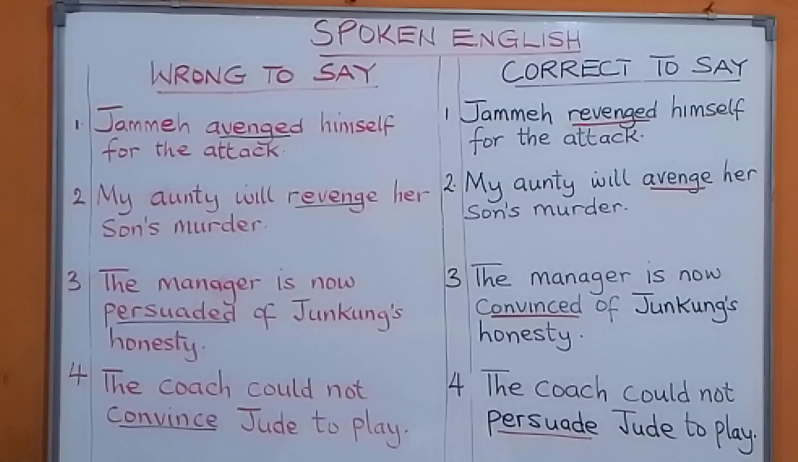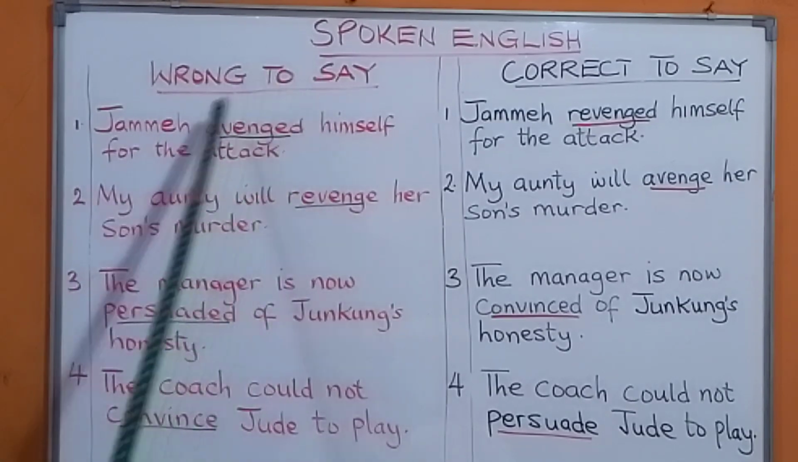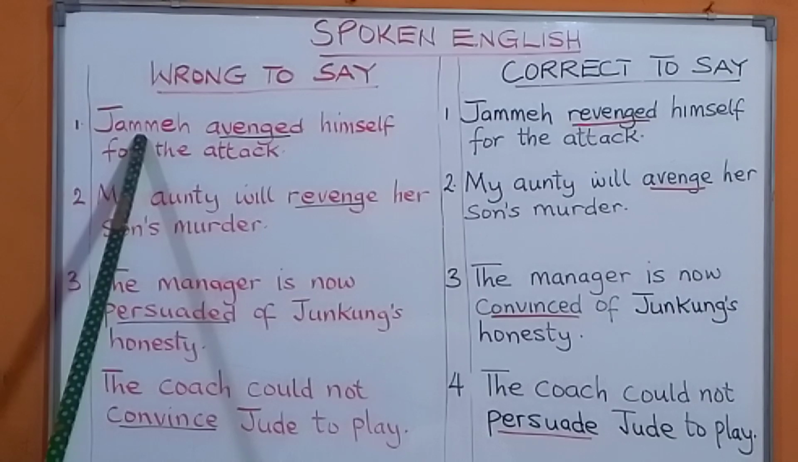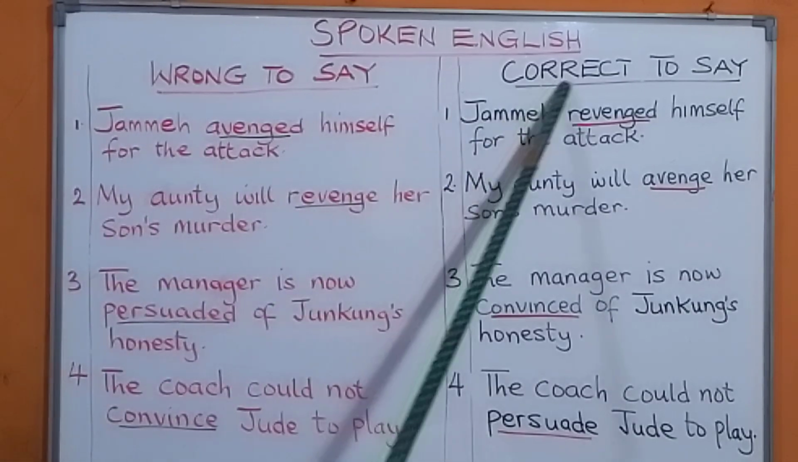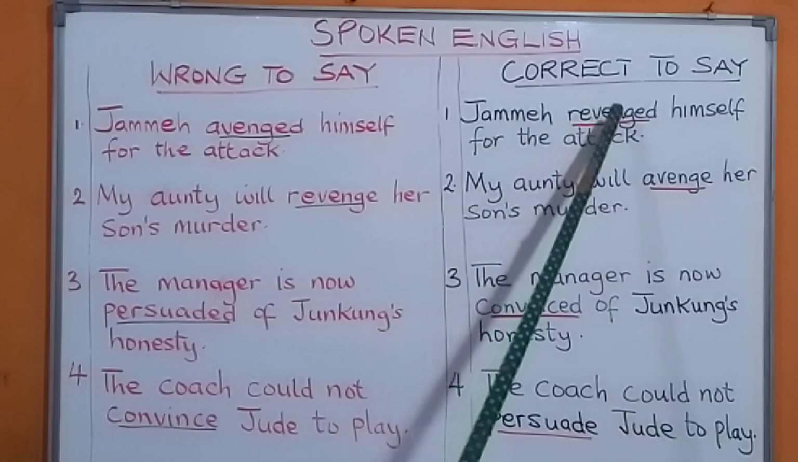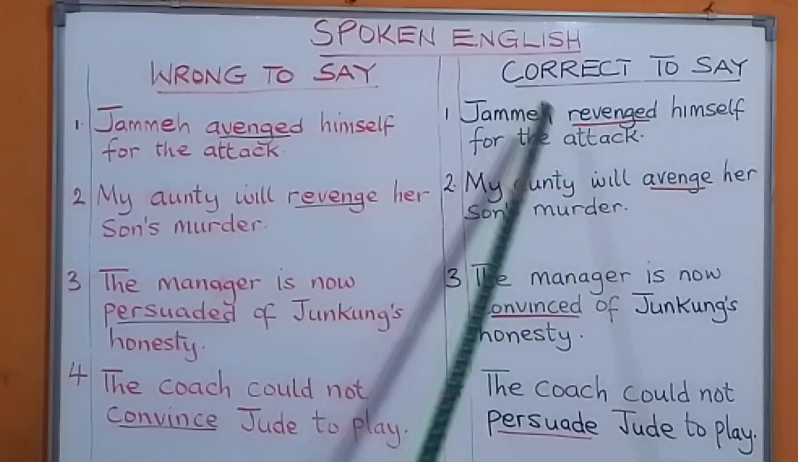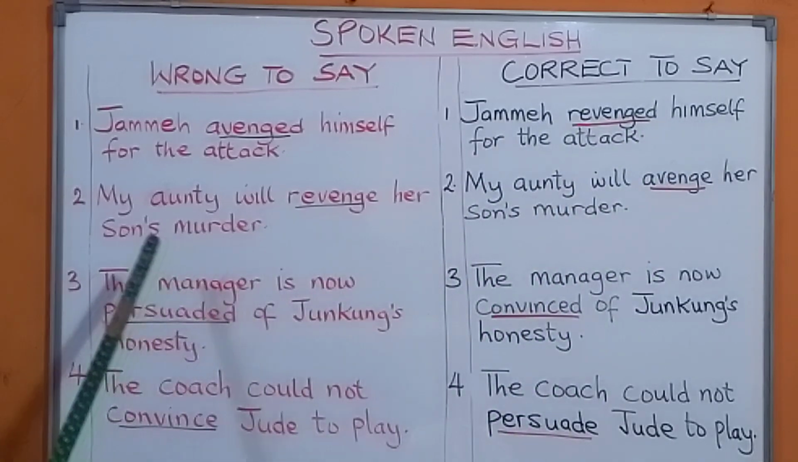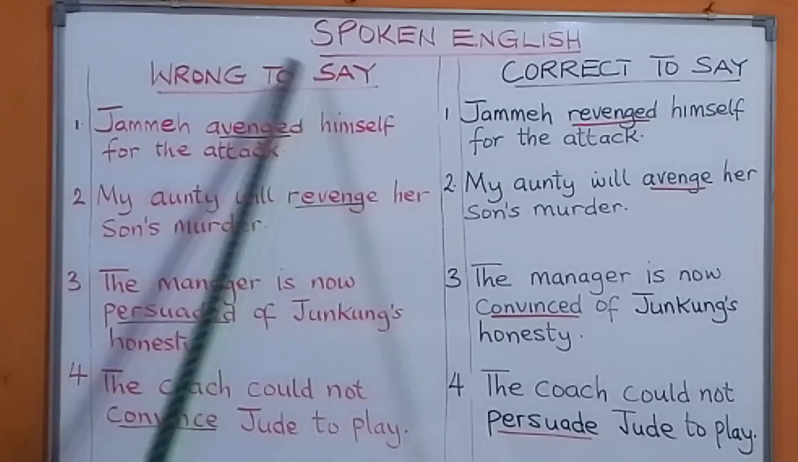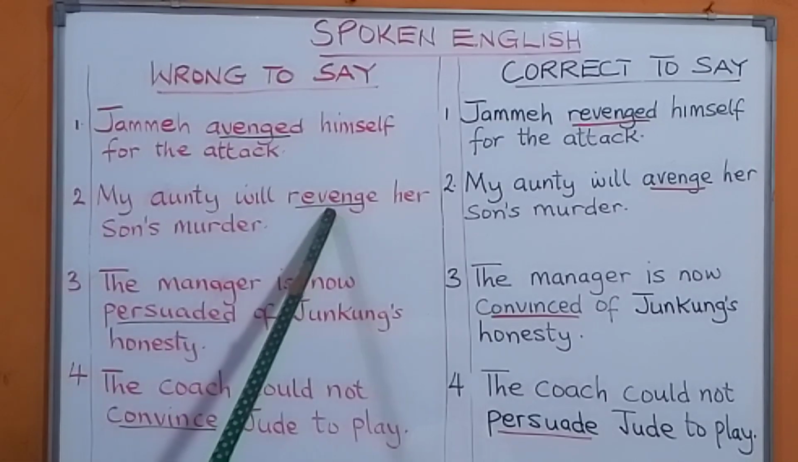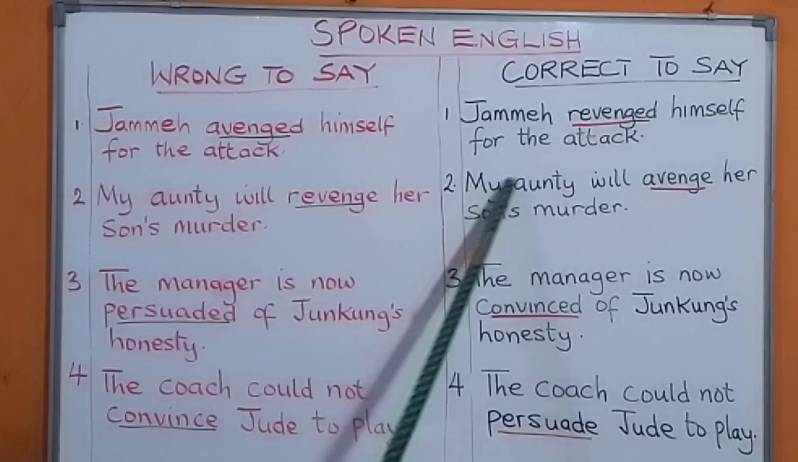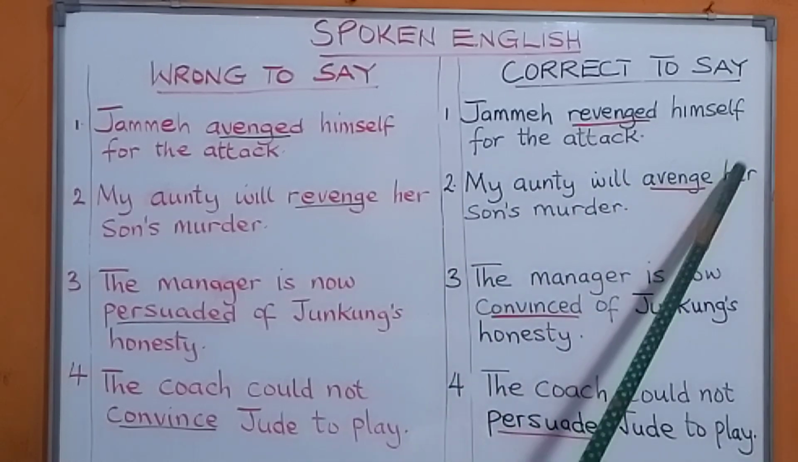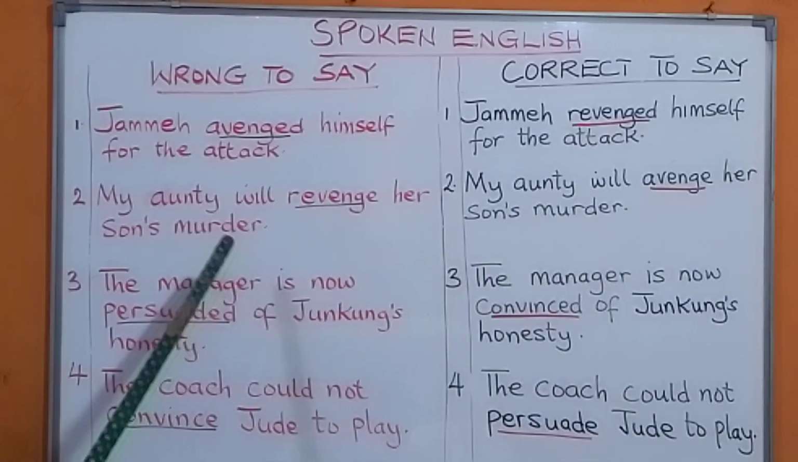Let's read our conversation again. Wrong to say, Jammeh avenged himself for the attack. Instead, the correct way to say that is, Jammeh revenged himself for the attack. Wrong to say, my auntie will revenge her son's mother. Instead, you should say, my auntie will avenge her son's mother.